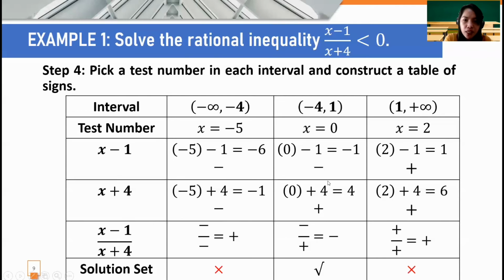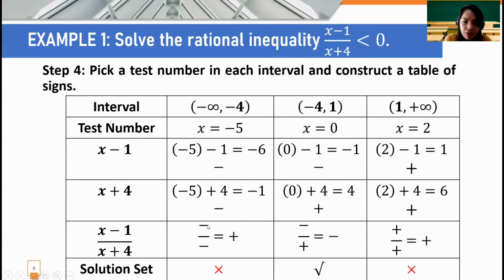0 plus 4, that is positive 4. Take note of the sign. 2 plus 4, that is 6. Take note of the sign, that is positive. And then next, that we're going to get the quotient of this. Since na itong x minus 1, meron ka ng sign dito sa third row, at yung sign naman for x plus 4 ay nasa fourth row na. So all you have to do is to take note these two signs.